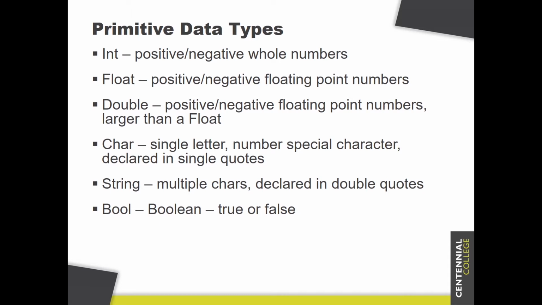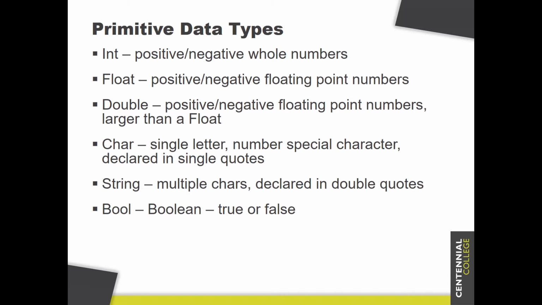Integer. An integer, or an int, is a positive or negative whole number. A float is a positive or negative floating point number. A double is a positive or negative floating point number that is larger than a float, so it can hold larger values.